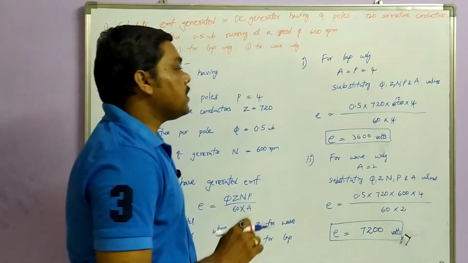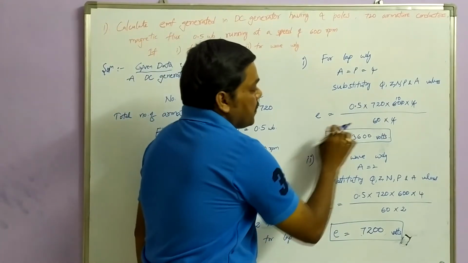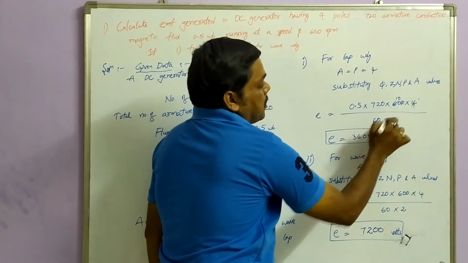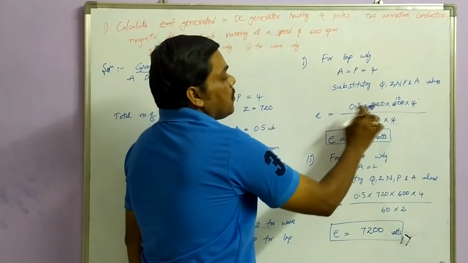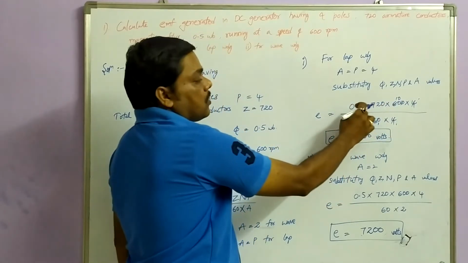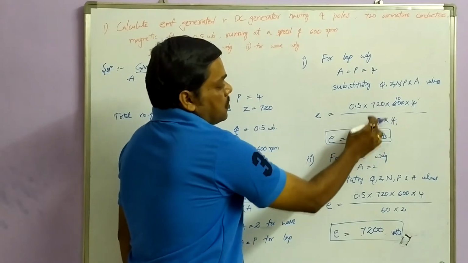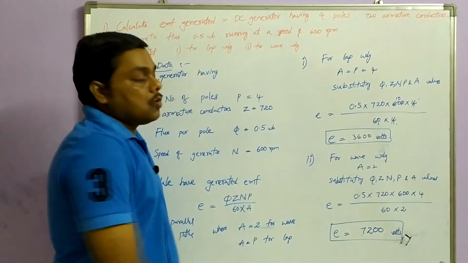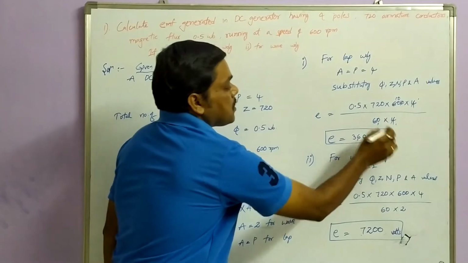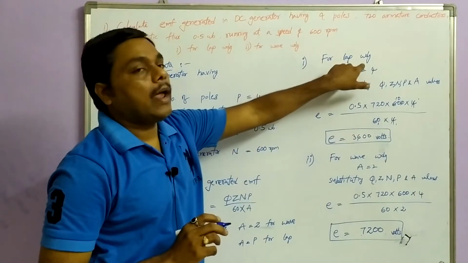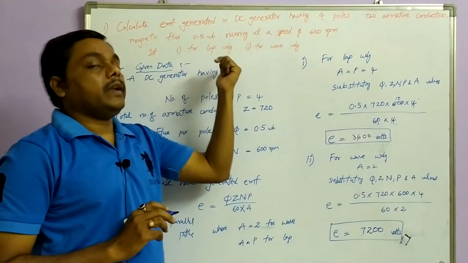So what will you get here? The 4 gets cancelled, and 60 gives 10 times. So 10 into 0.5 is 5, 5 into 720 is 3600. So a total of 3600 volts EMF will be induced for lap winding for this given data.